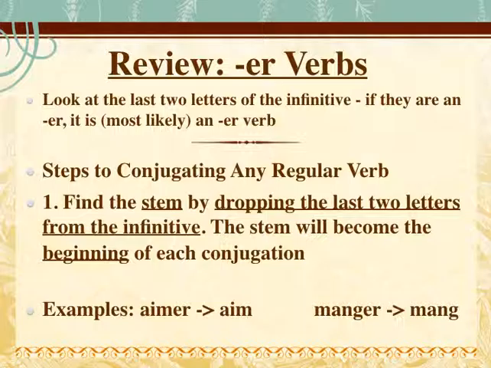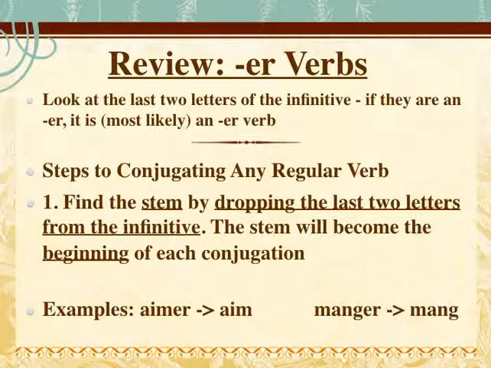You do this by dropping the last two letters from the infinitive, the ones that you looked at to figure out what kind of verb it was. The stem will then become the beginning of every single one of your 6 conjugations. This is how we know which infinitive it is that we're conjugating.